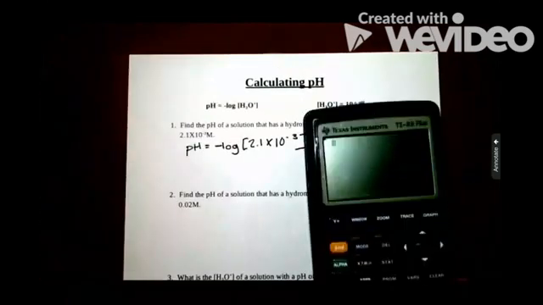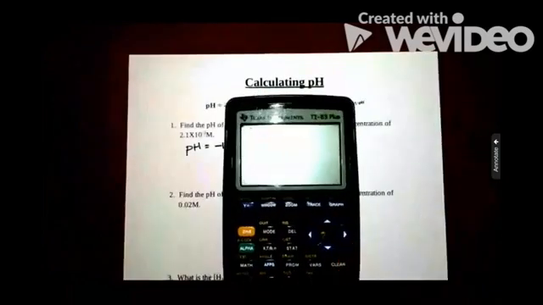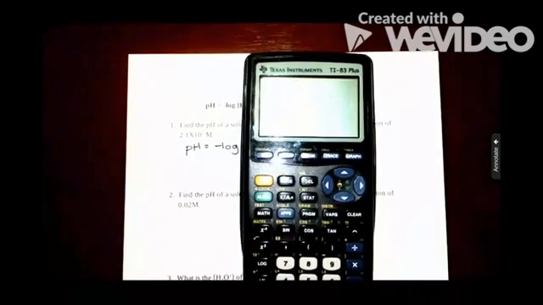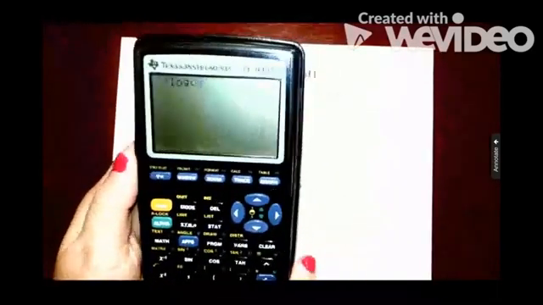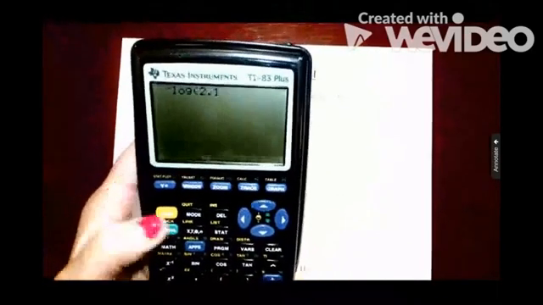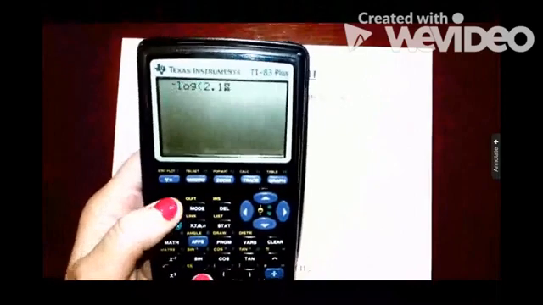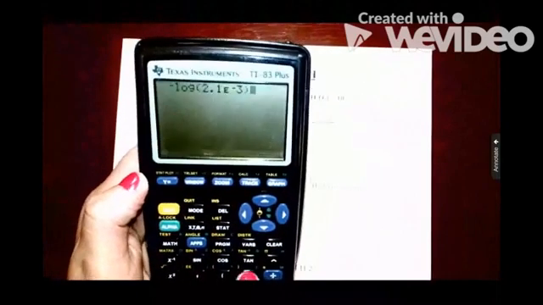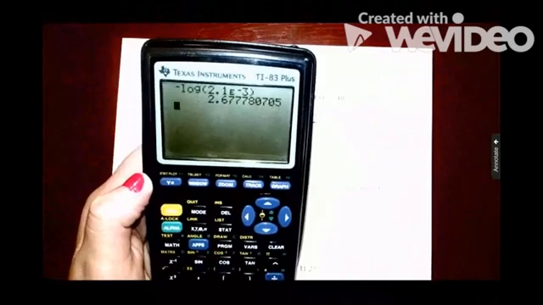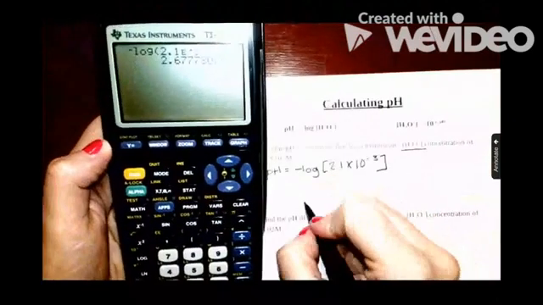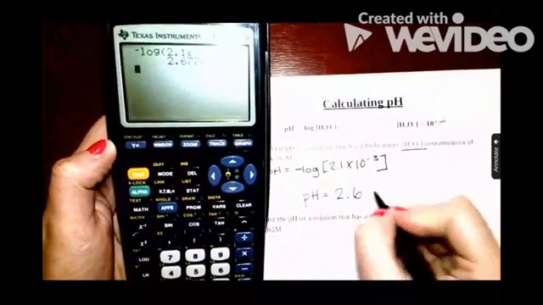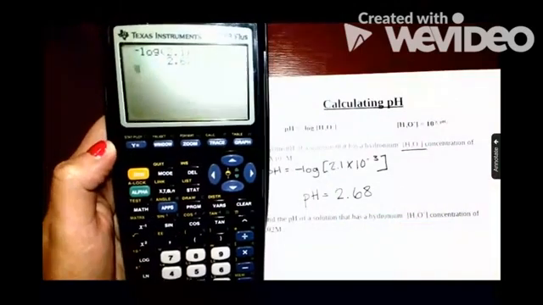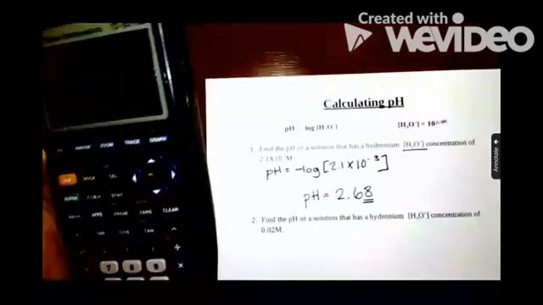In my calculator, I'm going to type my negative, hit the log, and then put in my 2.1. If you remember that times 10, we put the E and then my negative 3, close out my parentheses, and I get my answer. So my pH is going to be around 2.68. Round to that second decimal place.